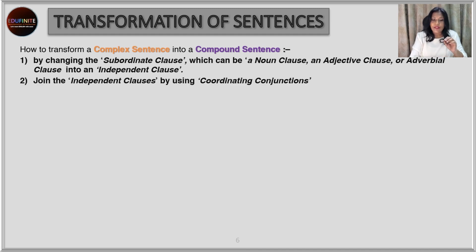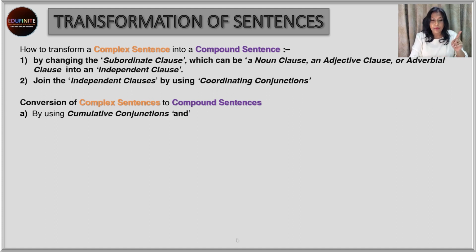So then what do we have to do? Join the independent clauses by using coordinating conjunctions. Now let's look into some of the conversion of complex sentences into compound sentences. How do we do that? The first type is we convert the complex sentence into compound sentence by using cumulative conjunction and. And let's look into some of the examples.